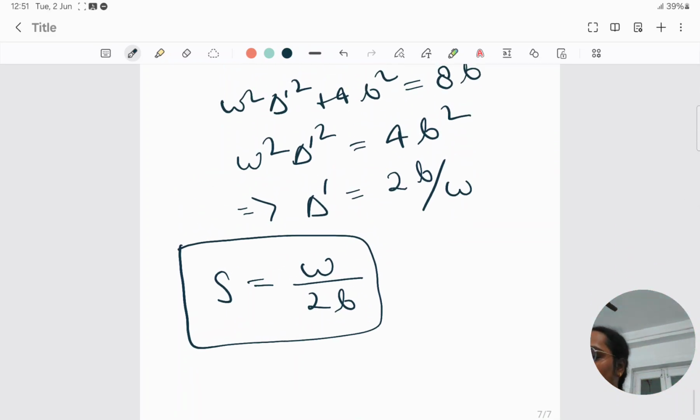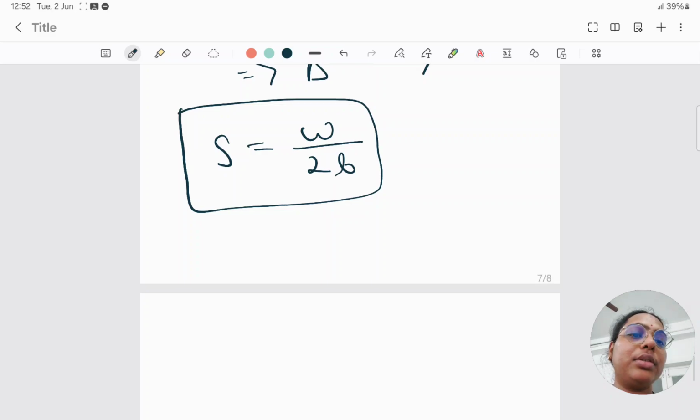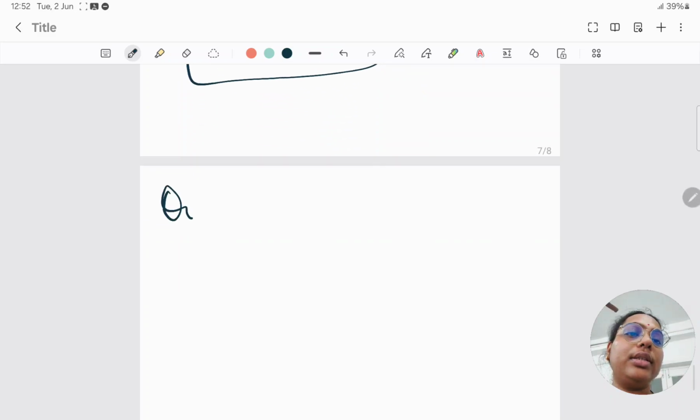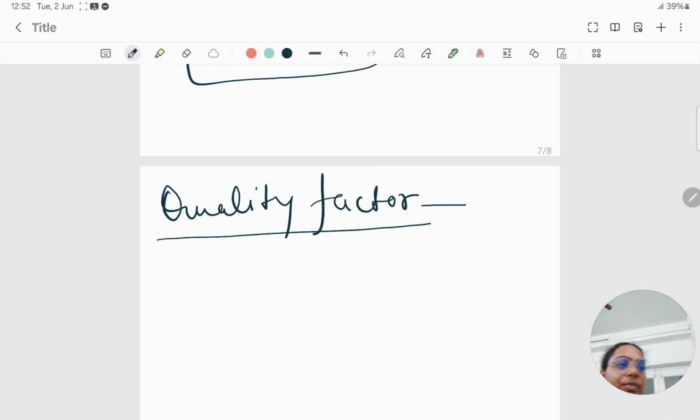Now I would like to go to the next topic, the quality factor. What is quality factor? Okay, let's take a new page. Quality factor. Okay, so the quality factor of a forced oscillator, we will derive this.